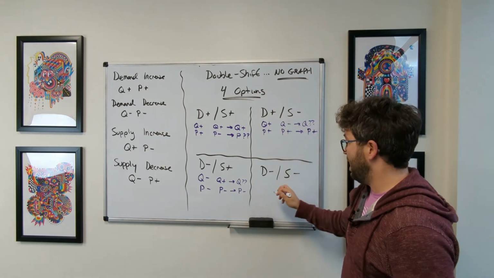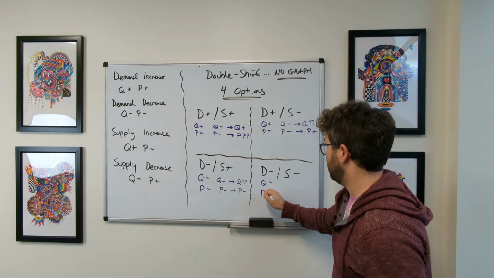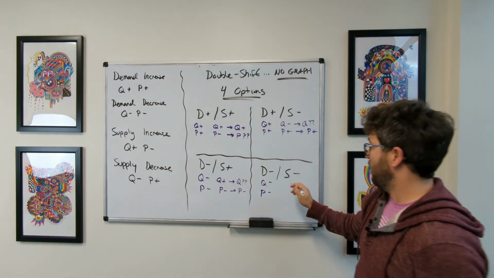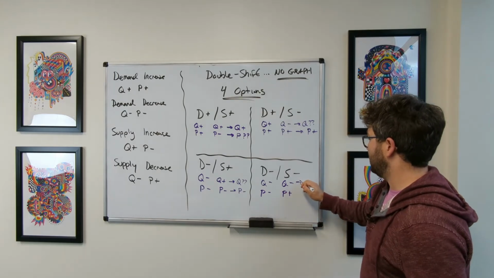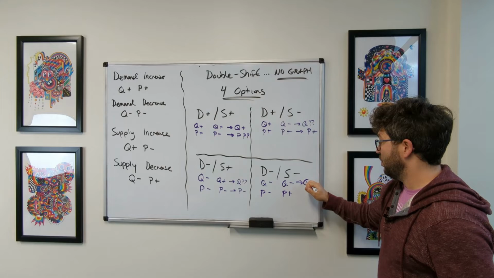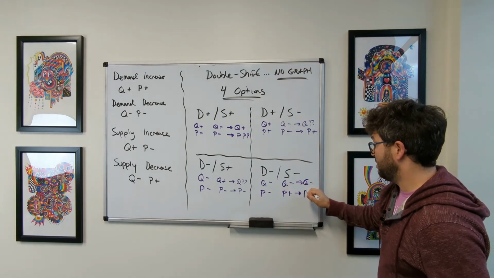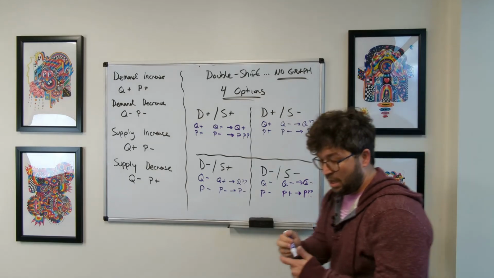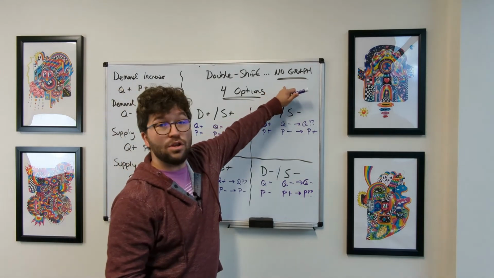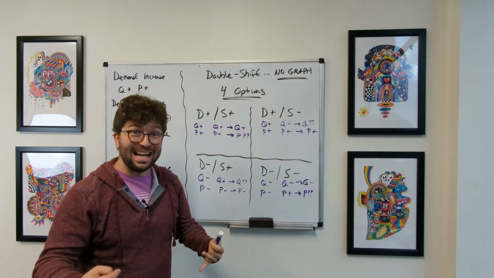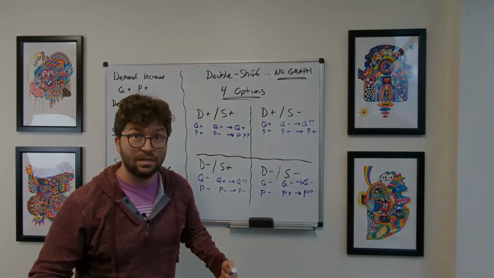Down here, demand down is quantity down, price down. Supply down is quantity down, but price up. So one last time, same direction, so quantity's definitely going down. Opposite direction, so this means my price is unknown. So this is how you can solve a double shift problem without using a graph. Let's go ahead next and do it with a graph for each one of these options.